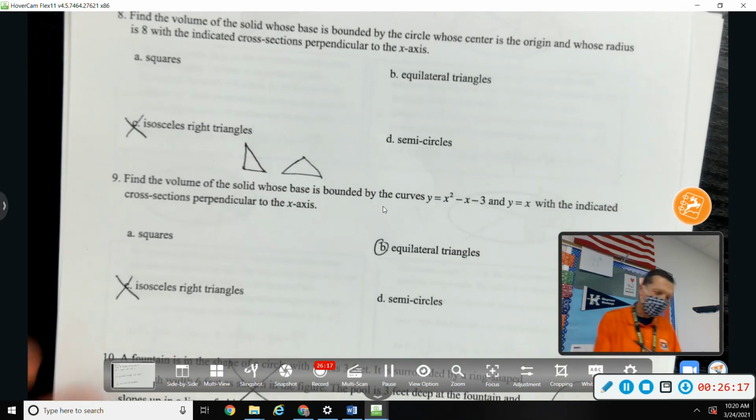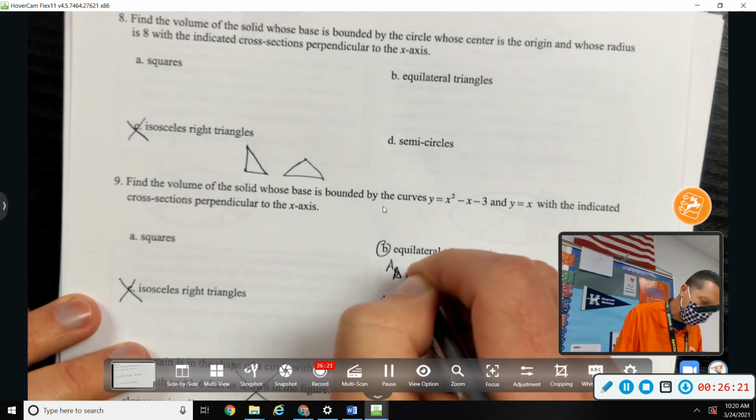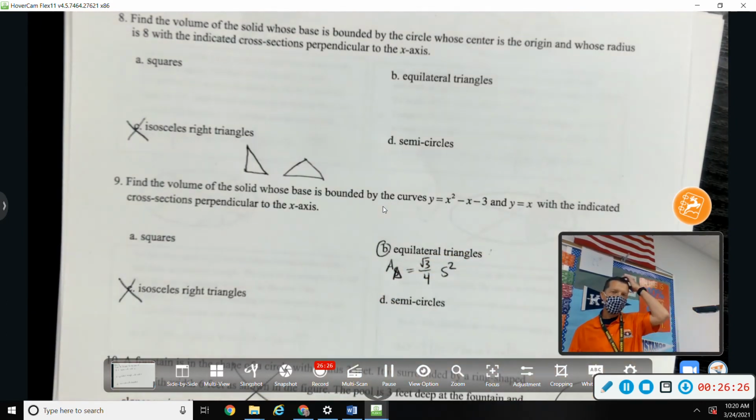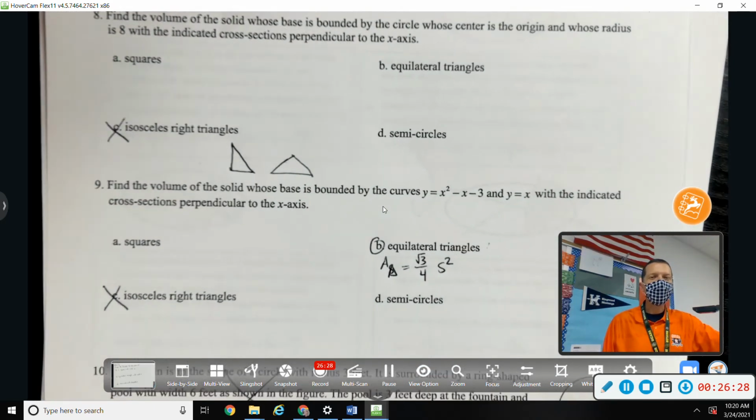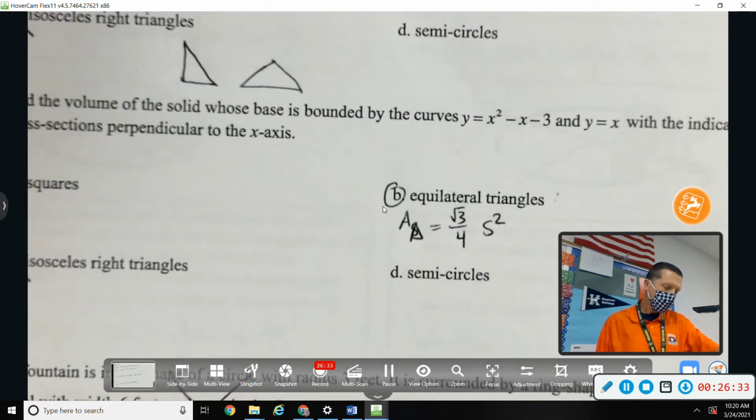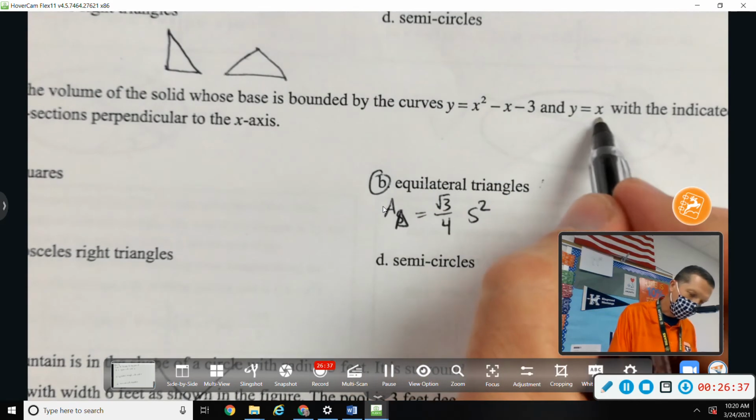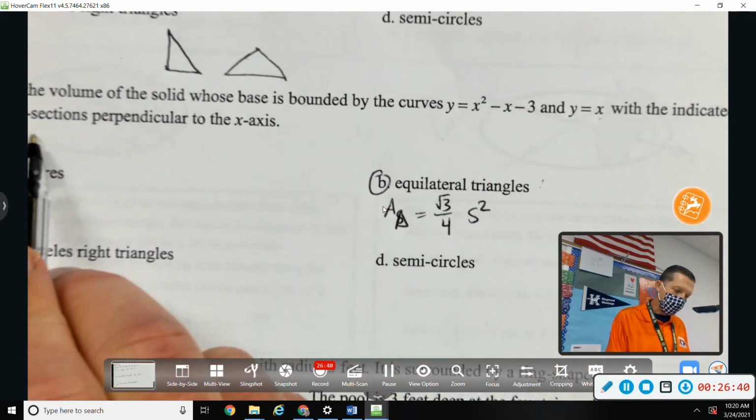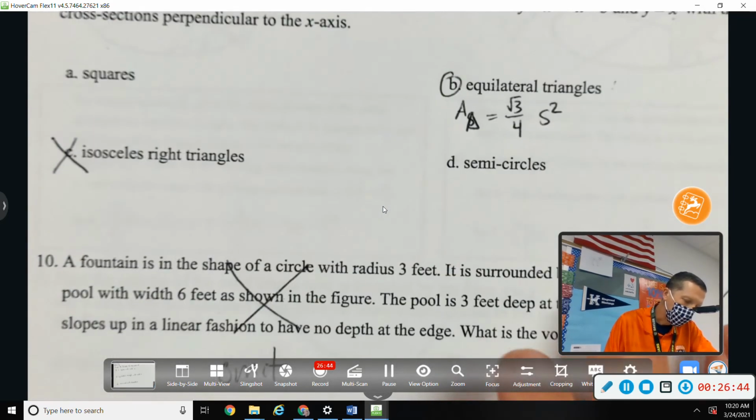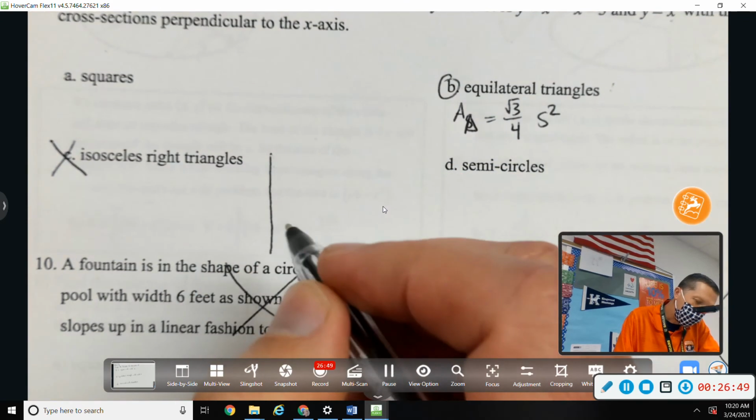Okay. So maybe before I even start, area of an equilateral triangle, while it's still sort of fresh in my brain, is root 3 over 4 times s squared. So jot that down, and then we'll focus on the rest of this problem. All right, find the volume of a solid whose base is bounded by these curves with the indicated cross sections, and we're going to do the equilateral triangles. All right, we omitted C, so maybe we could do our graph sort of in this area down here.